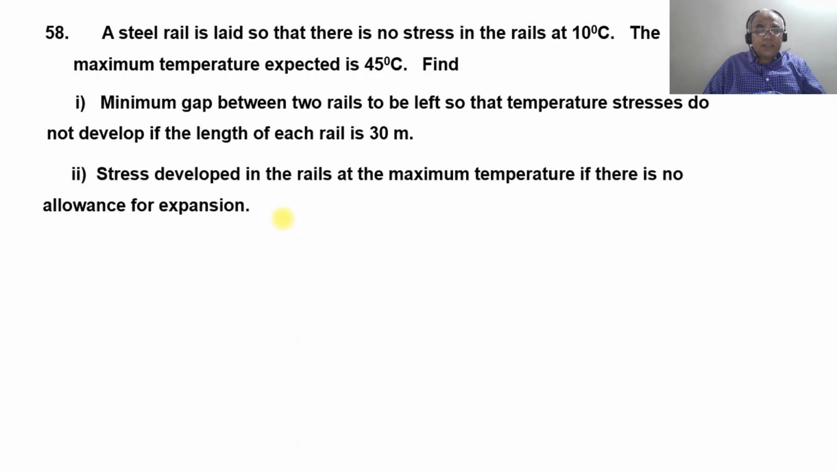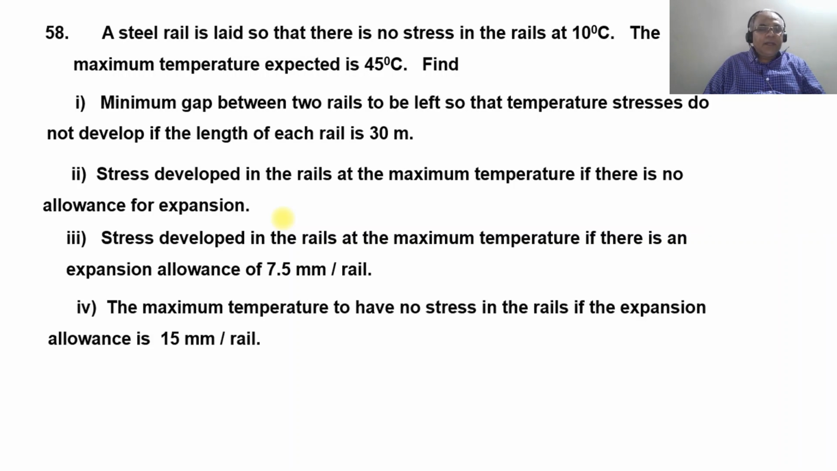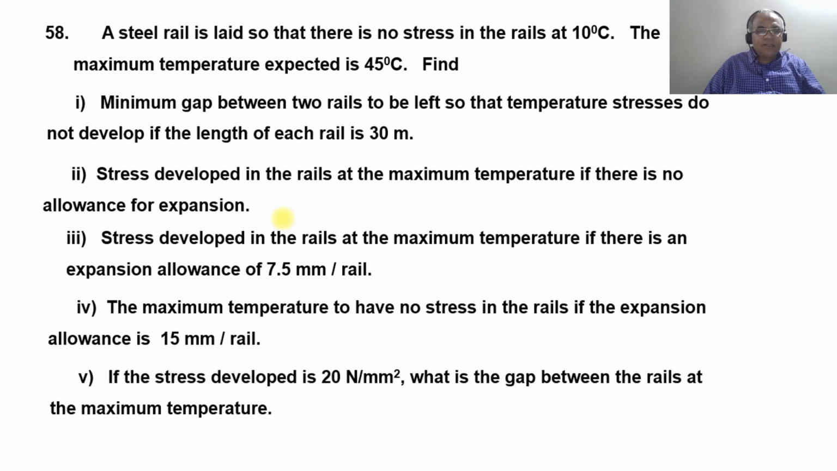And number 2, stress developed in the rails at the maximum temperature if there is no allowance for expansion. Number 3, stress developed in the rails at the maximum temperature if there is an expansion allowance of 7.5 mm per rail. And number 4, the maximum temperature to have no stress in the rails if the expansion allowance is 15 mm per rail. And number 5, if the stress developed is 20 Newton per mm square, what is the gap between the rails at the maximum temperature?